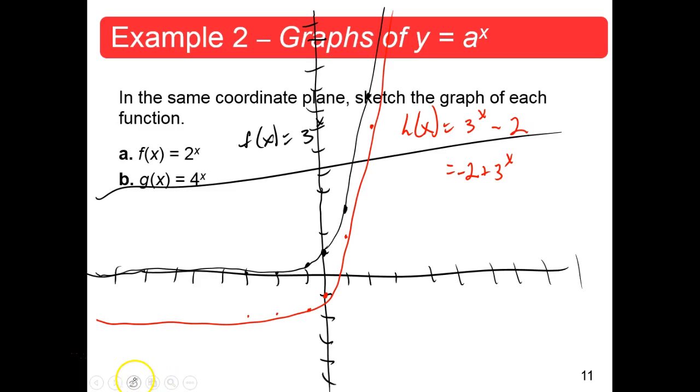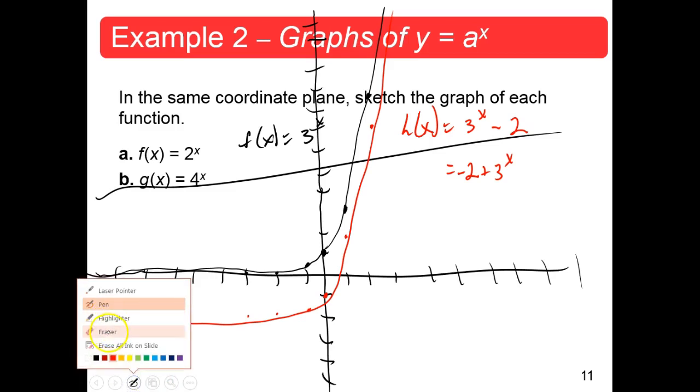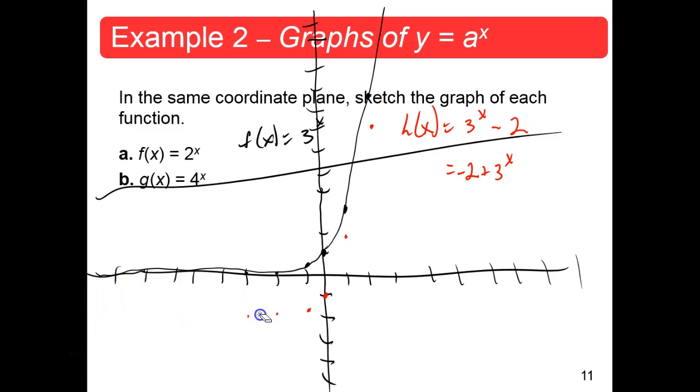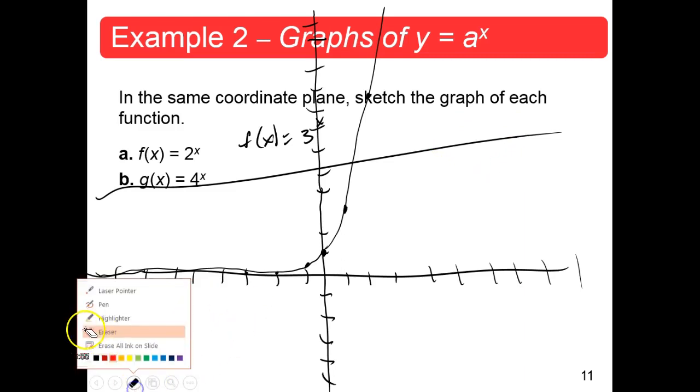Any questions on it? Okay, let's now do some more. Can I stay with red, or do you want me to go to a different color? Up to you. All right.